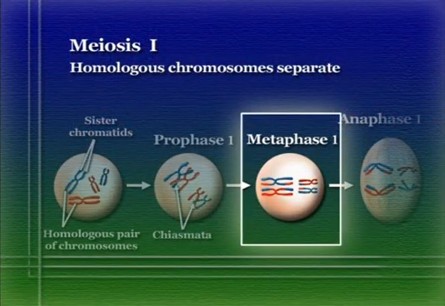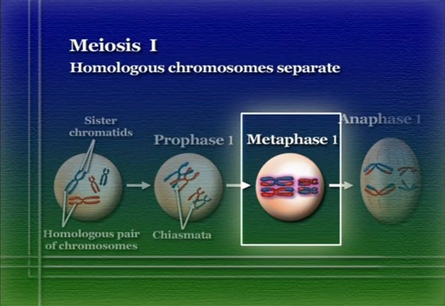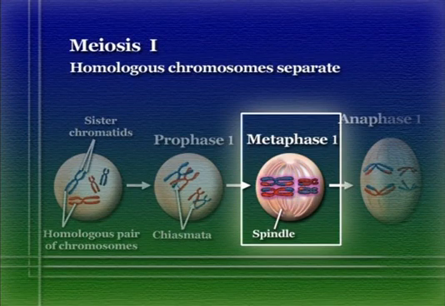Now, as we proceed into metaphase of the first meiotic division, there's another critical thing that happens. And that is that instead of all the chromosomes lining up in a single plane, the homologs still associated line up in essentially two planes, with one homolog on one side of the cell and the other homolog on the other side of the cell. In this case, the spindles are attached to these two homologs separately.